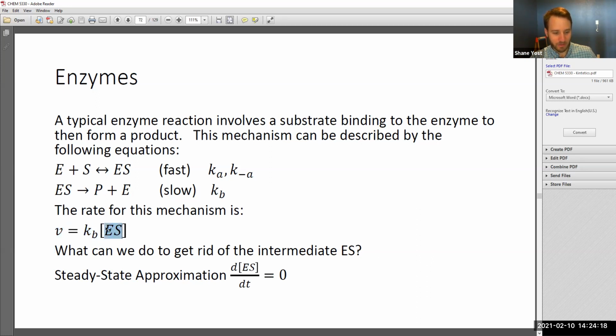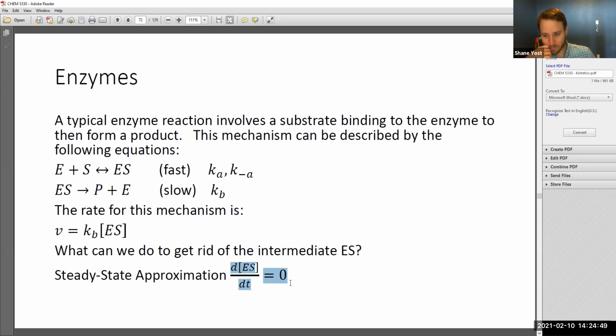Now the problem is it's in terms of this enzyme substrate intermediate. And so we need to get rid of that. To do that, we're going to use the steady state approximation and say that the concentration of the enzyme substrate intermediate doesn't really change with time. And so that's our approximation. Say it's roughly constant with time, that concentration. Any questions about the basic premise of what's going on in these enzyme reactions?